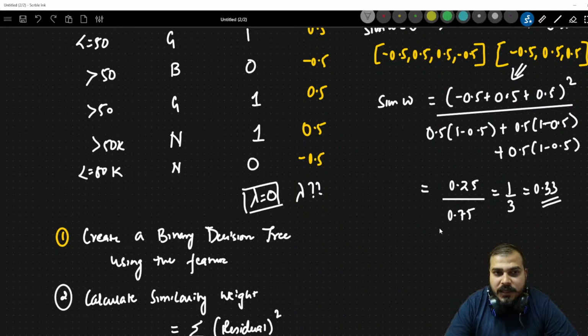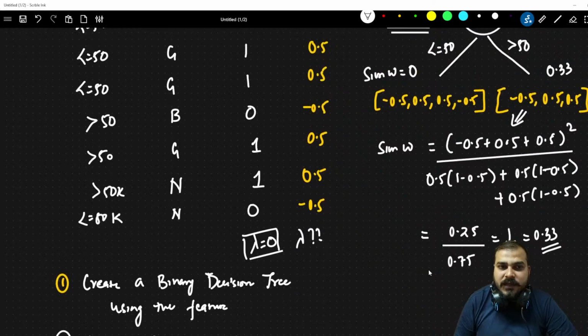I hope everybody is clear with this now. Same thing I did, right? Minus 0.5 plus 0.5 minus 0.5 whole square divided by 0.5 multiplied by 1 minus 0.5, 3 times. For that many specific points, we'll do this and calculate the similarity weight. Okay, everybody, I hope it is clear.